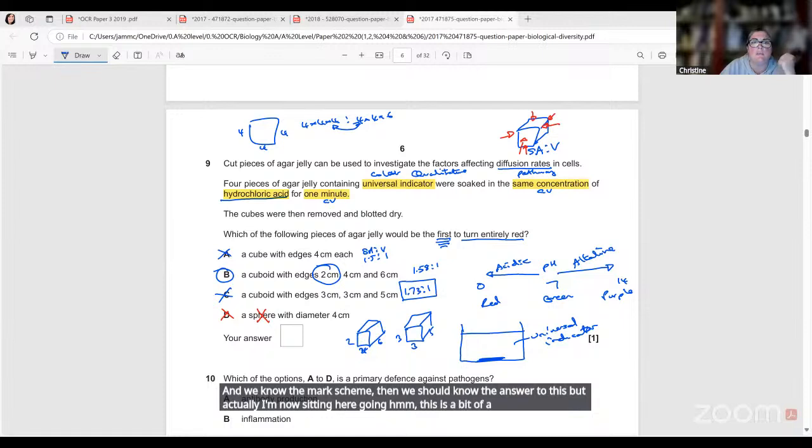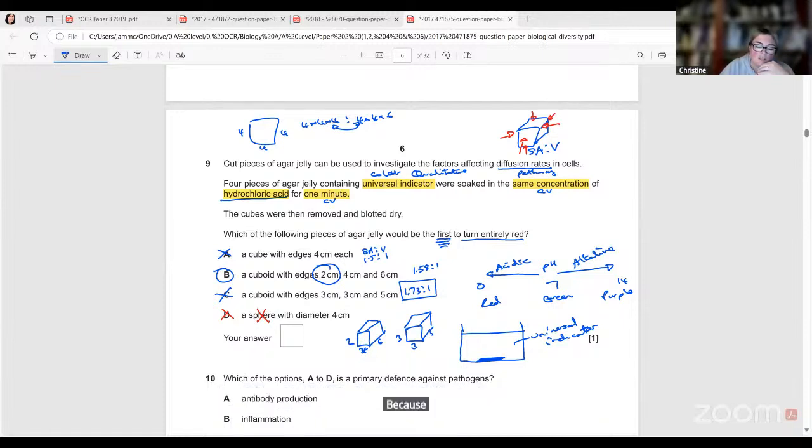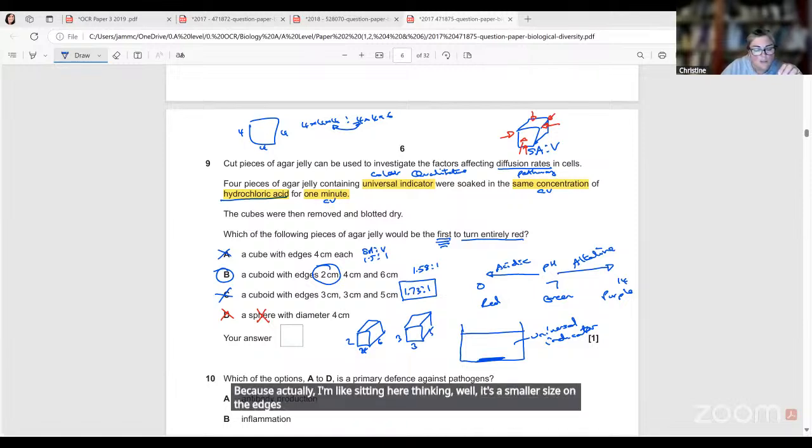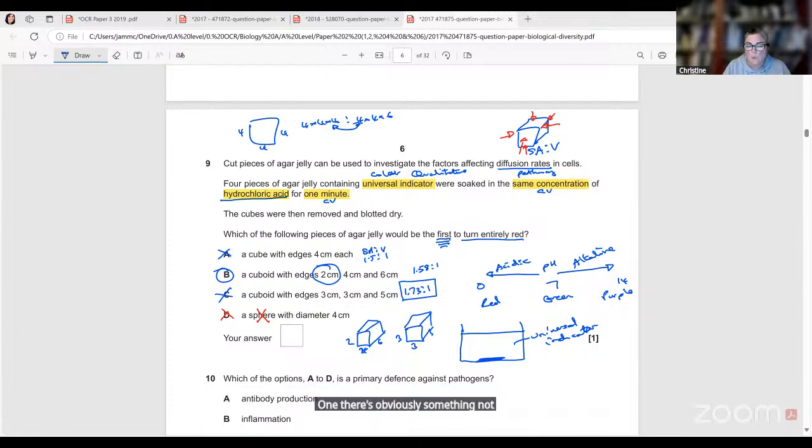Let me think about this. Let me try and work this out. Because actually, I'm sitting here thinking, well, it's a smaller size on the edges. Yeah, that's what I'm thinking. But if it's got a different surface area to volume ratio, then why have they given that as the question if that's the answer they want? There's obviously something not right.